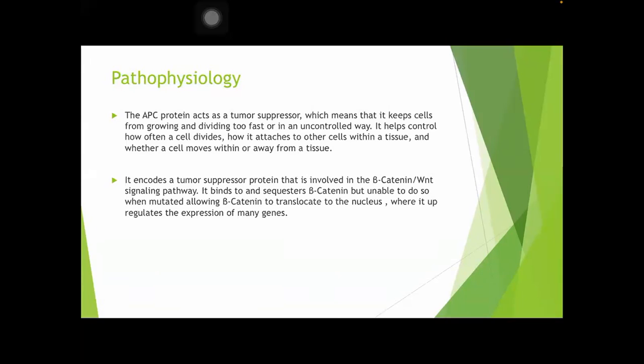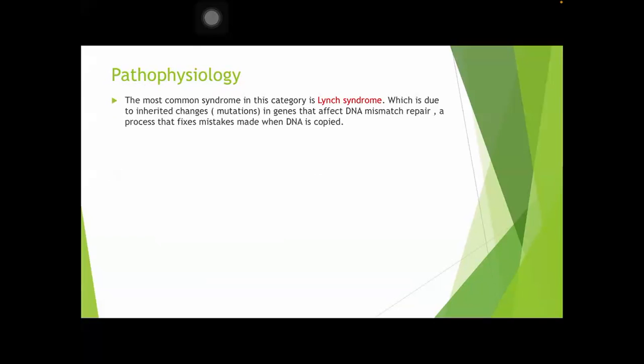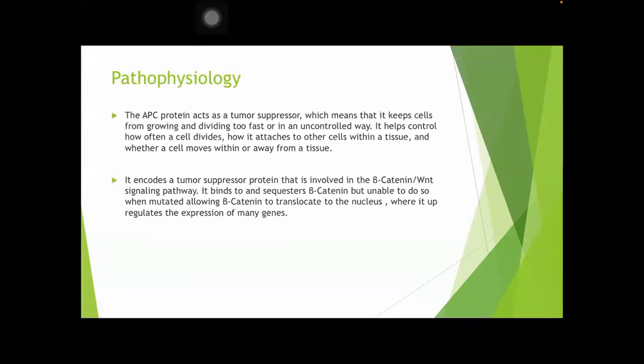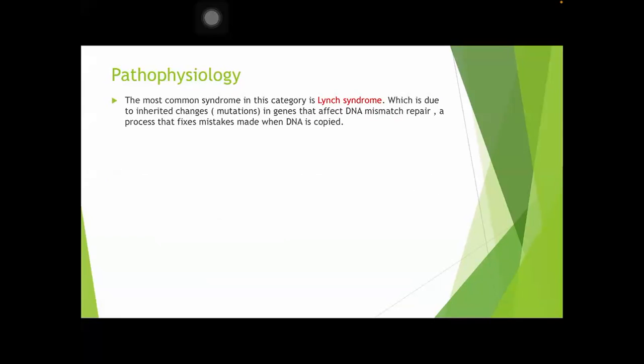It is involved in the beta-catenin signaling pathway. It binds to beta-catenin, preventing beta-catenin from translocating to the nucleus where it upregulates the expression of many genes. If beta-catenin is mutated, the APC protein cannot bind to beta-catenin. So this is the mechanism of the APC protein. Next slide.